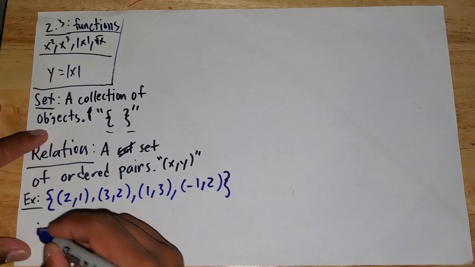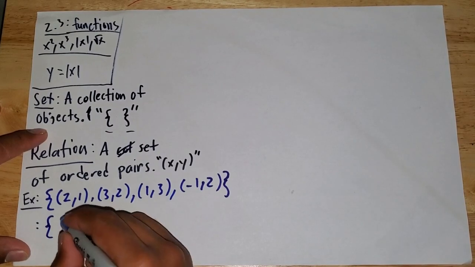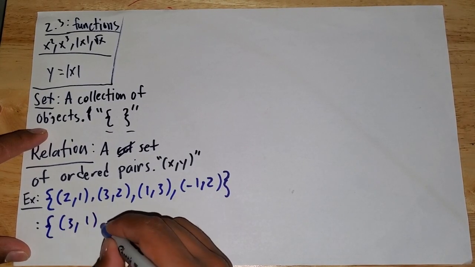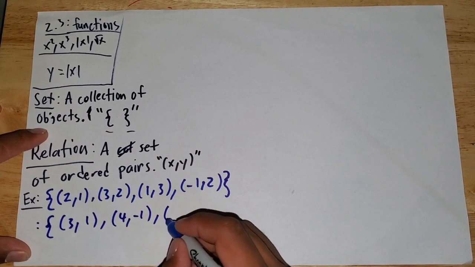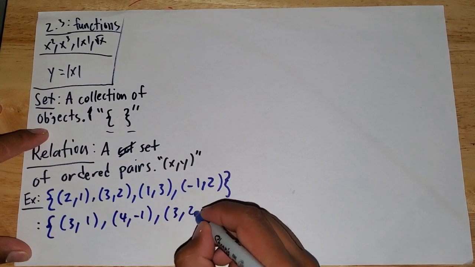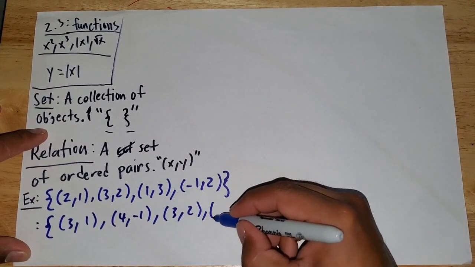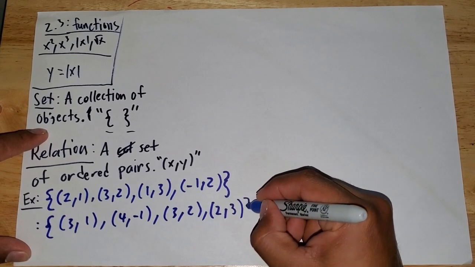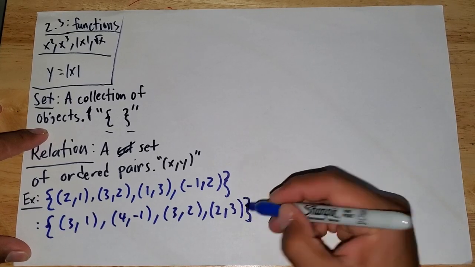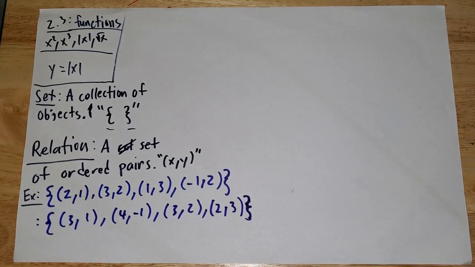Here's another one. We start our set notation: 3 comma 1, 4 comma -1, 3 comma 2, and then 2 comma 3. That's what a relation is. It's just a collection, a set of ordered pairs. You can have 4 ordered pairs, 5 ordered pairs, 10 ordered pairs. It's just a set of ordered pairs.